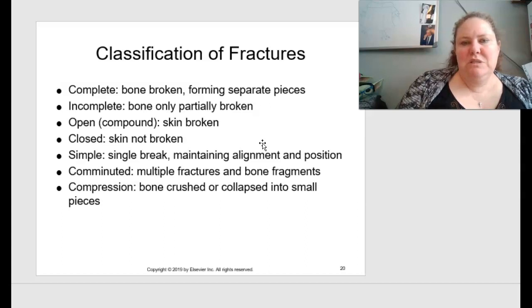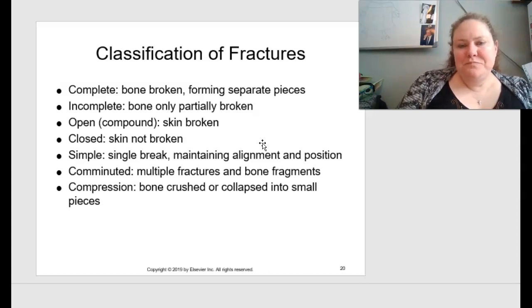We have complete, which means the bone is completely broken, and this forms separate pieces. We have incomplete, and this is where the bone is only partially broken. You have open or compound fractures, and this is where the bone kind of sticks through your skin and the skin is broken. You have closed fractures, and this is where the skin is not broken.